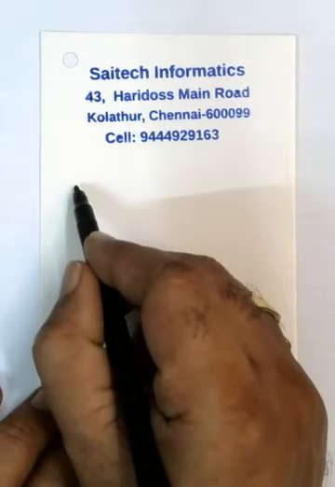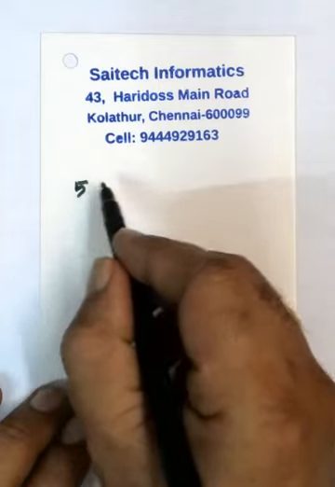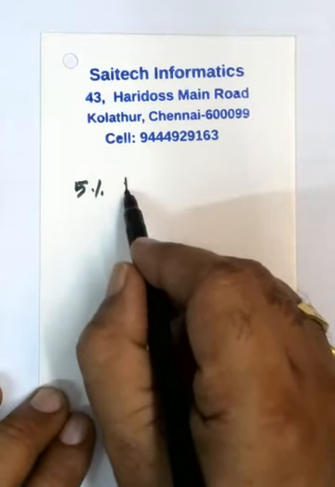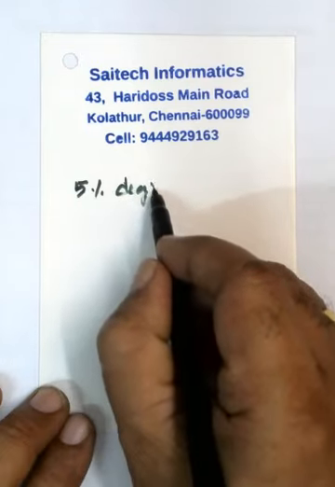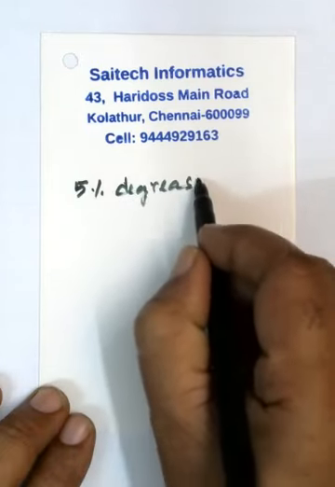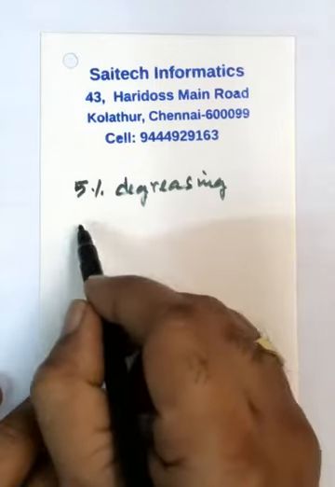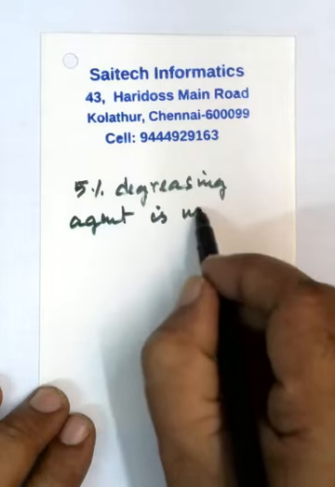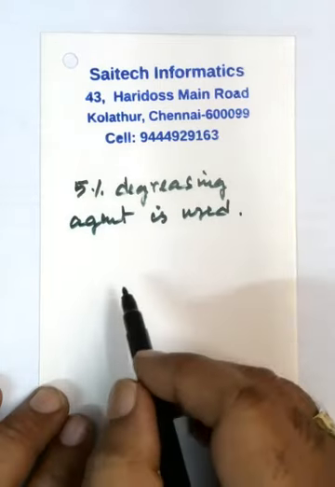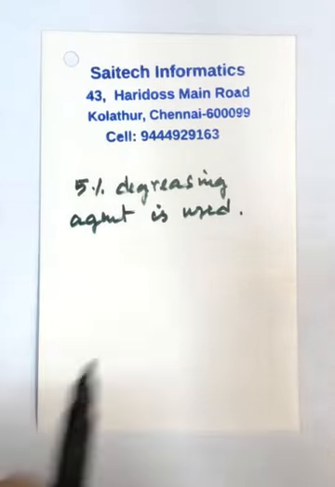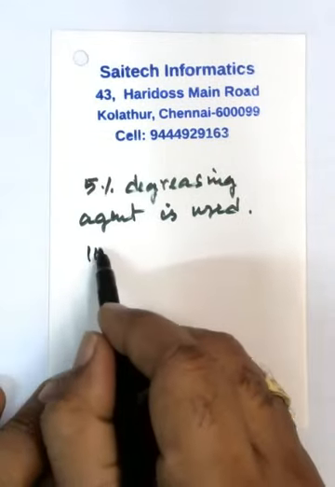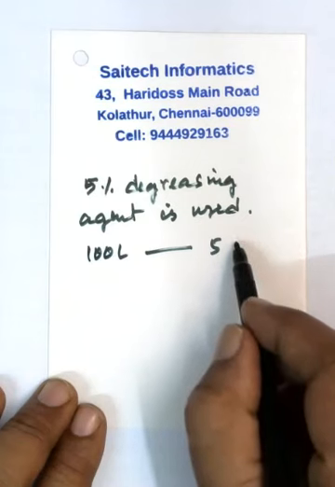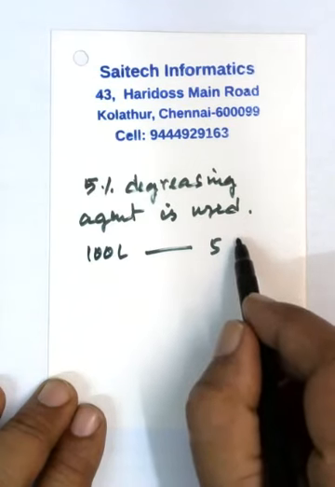Usually 5% degreasing agent is used. For 100 liters, you have to add 5 kilo.